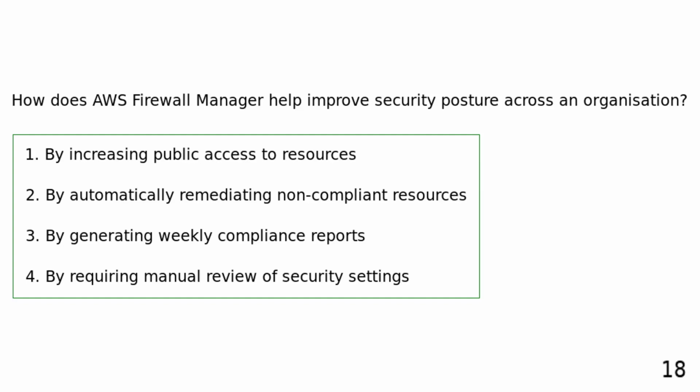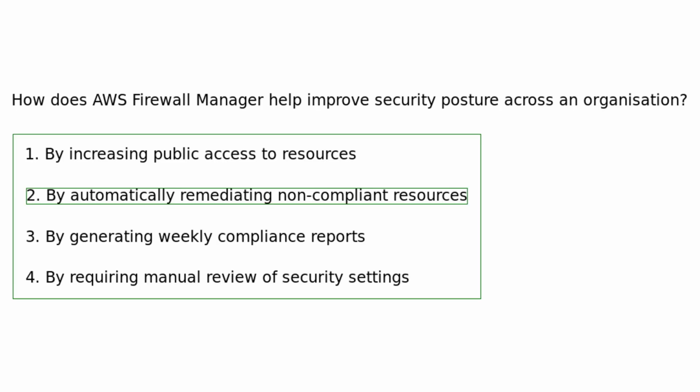How does AWS Firewall Manager help improve security posture across an organization? By increasing public access to resources. By automatically remediating non-compliant resources. By generating weekly compliance reports. By requiring manual review of security settings. AWS Firewall Manager helps improve security posture by automatically remediating non-compliant resources and ensuring that security policies are enforced consistently.